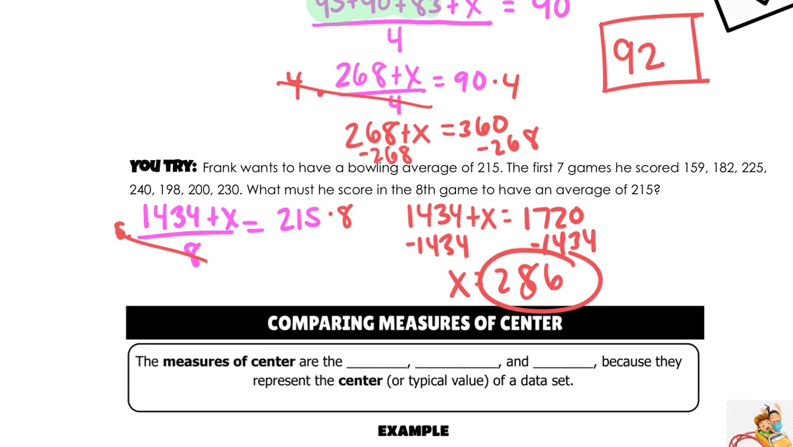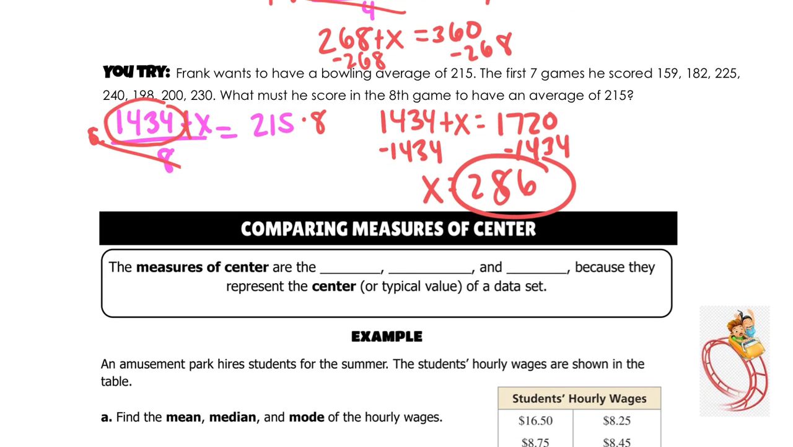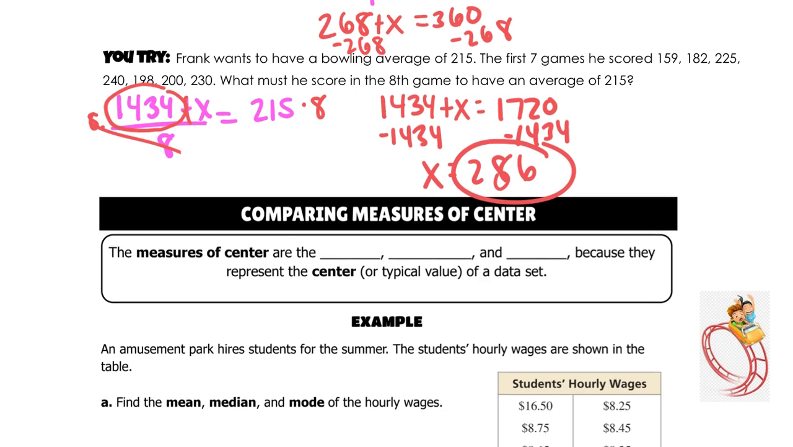I added all the numbers together, and I got 1434. I suppose I could have pushed a button wrong, though. But plus x, the one we don't know, divided by 8 equals 215. To get rid of the divided by 8, I multiplied by 8, and then I just did the algebra to solve, and I got 286. So he's going to have to score significantly higher than what appears to be his average in order to pull up his average to 215.